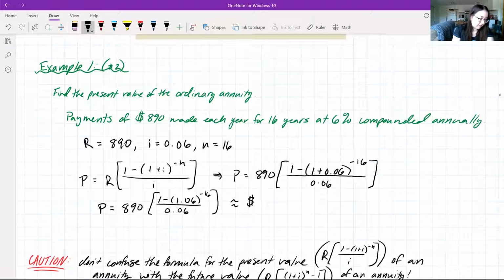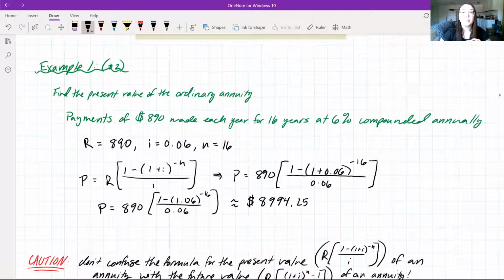And if you had, you should have gotten $8,994.25. So this means that if we want to pay $809 each year for 16 years, and this value is compounding annually at 6%, our present value, or the value that we need to put into our account in the very beginning, is going to be $8,994.25.